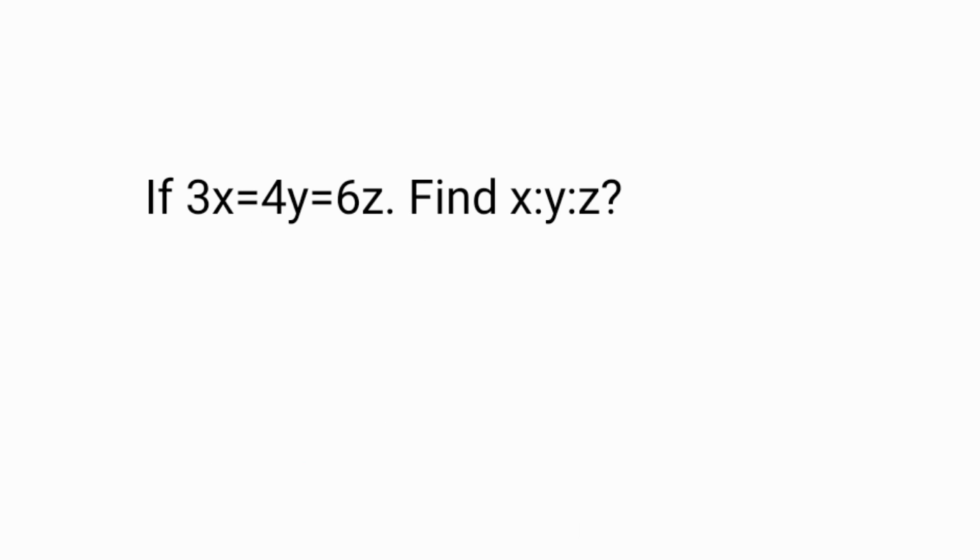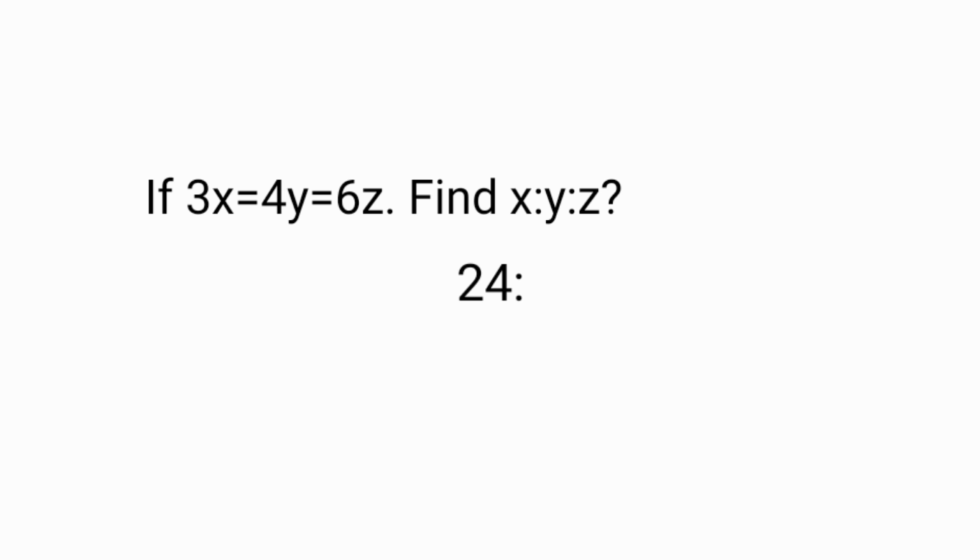Now let us see one more question. If 3x is equal to 4y is equal to 6z, find x is to y is to z. So to find the ratio x is to y is to z, there is a shortcut. What you have to do is, to find the corresponding value of x, just multiply the coefficients of y and z. Here the coefficients of y and z are 4 and 6. So 4 into 6 is 24.